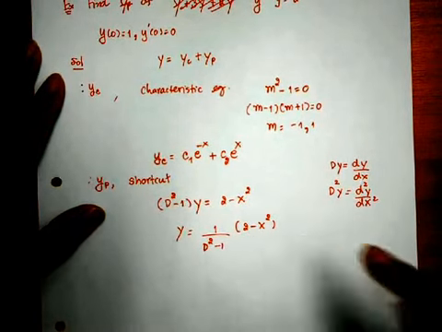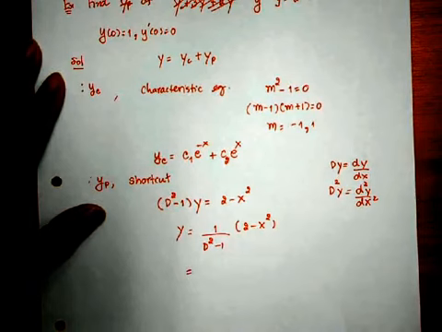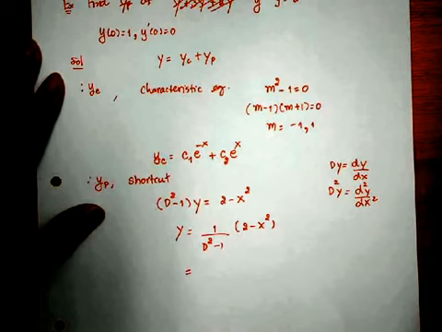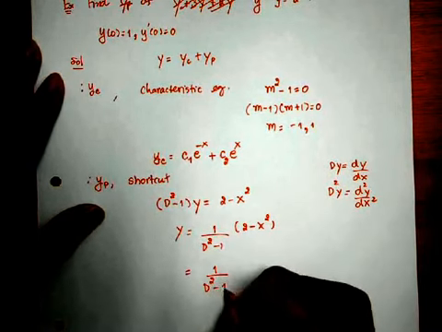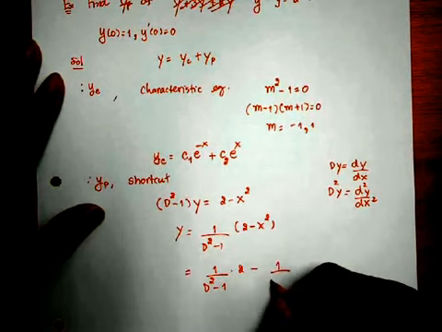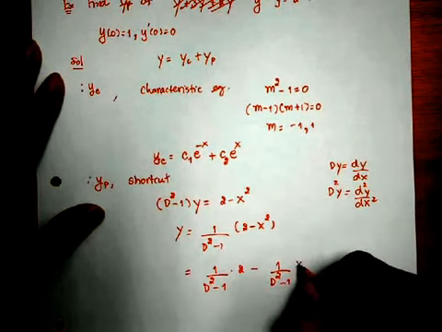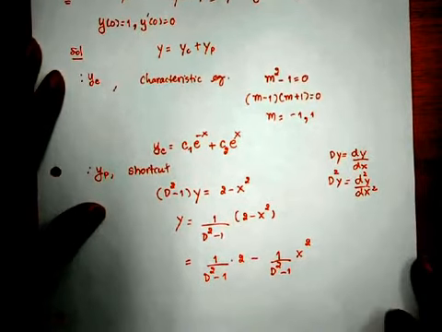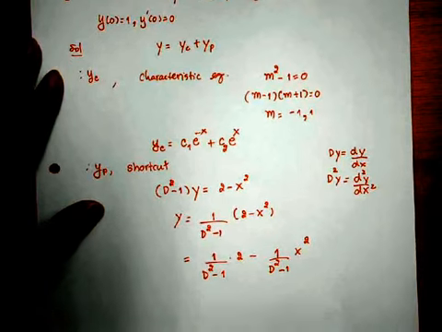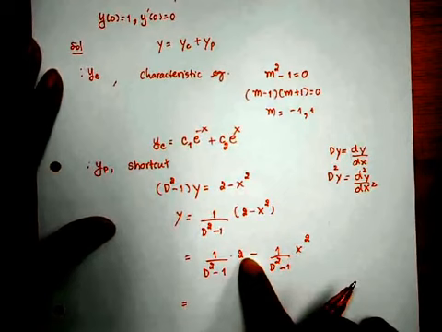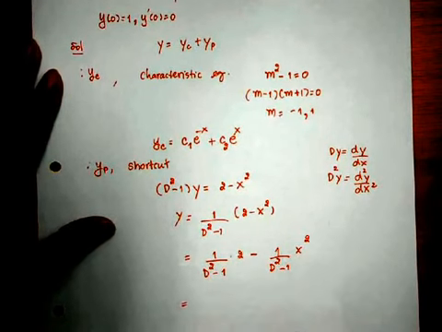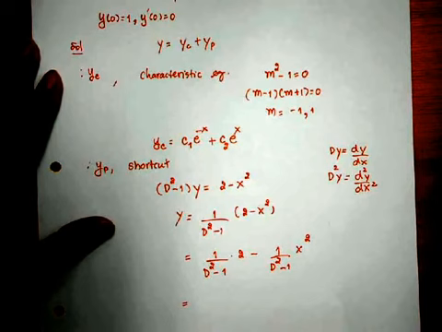Actually, it seems like we have x to the power 0 times 2, right? So I would say we have 1 over d squared minus 1 times 2, minus 1 over d squared minus 1 times x squared. Our operator has the property of distribution. 2 is a constant. Can you take a constant out? You can take it out from our operator.